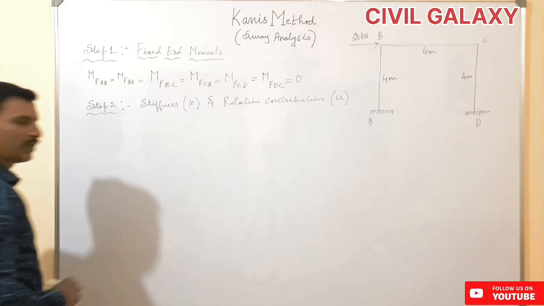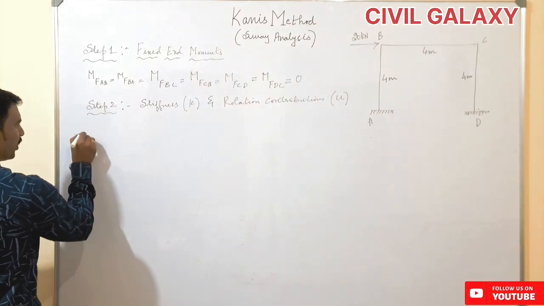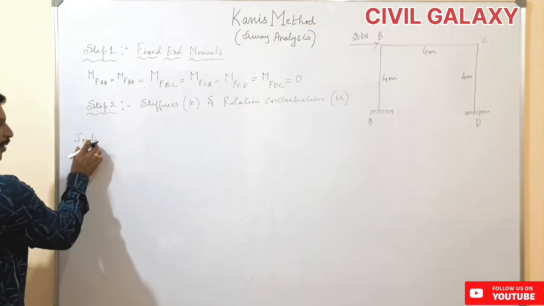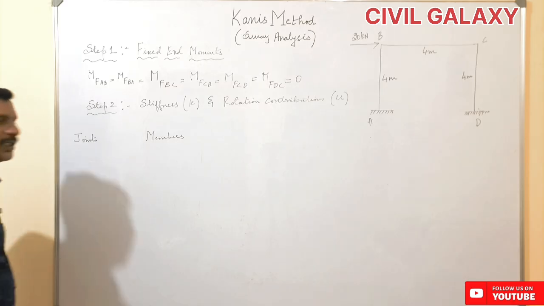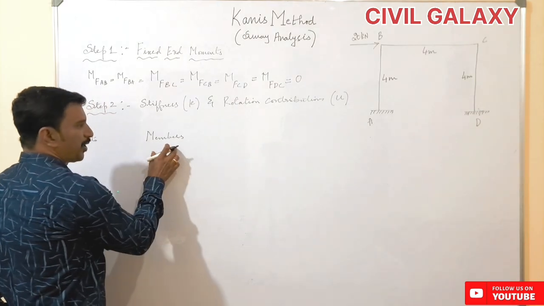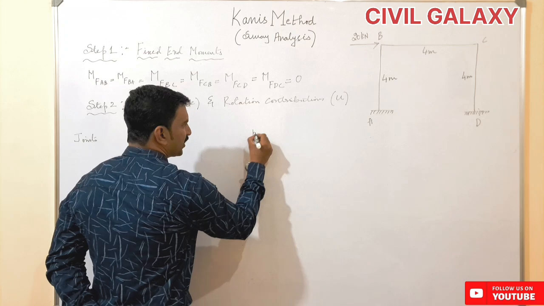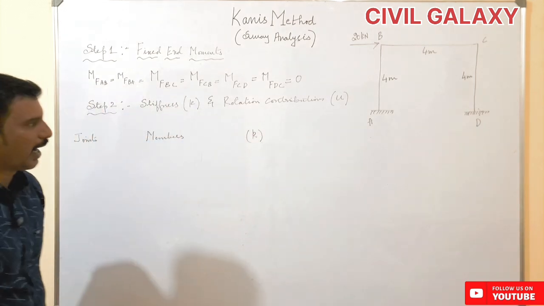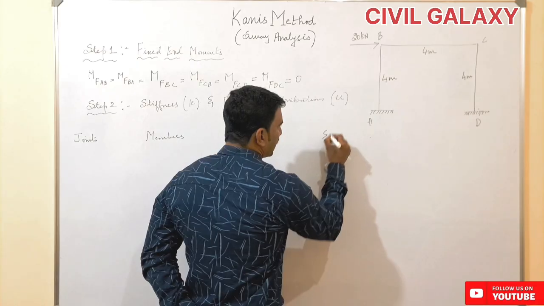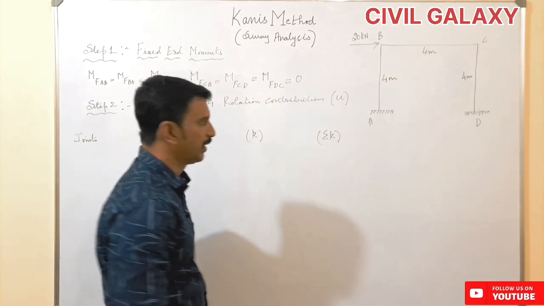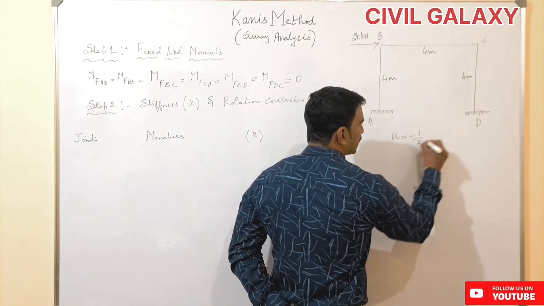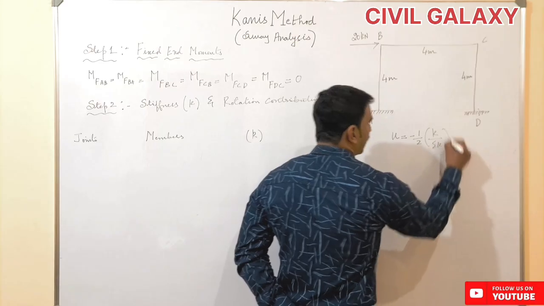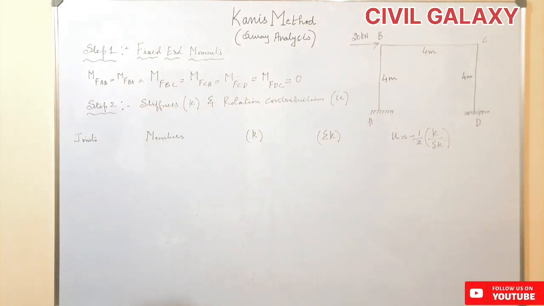So now from the previous classes we know whenever we need to find out the stiffness and the rotation contribution, we need to consider a table which includes the joints. For that particular joint we need to consider the members, and for that particular member we need to find out the stiffness, that is represented by K, and then we have to consider the total stiffness, which is represented by sigma K, and in the last we need to find out the rotation factor, which is represented by U is equal to minus half into K upon sigma K. So this is the table we are considering in the second step to find out the stiffness and rotation contributions.